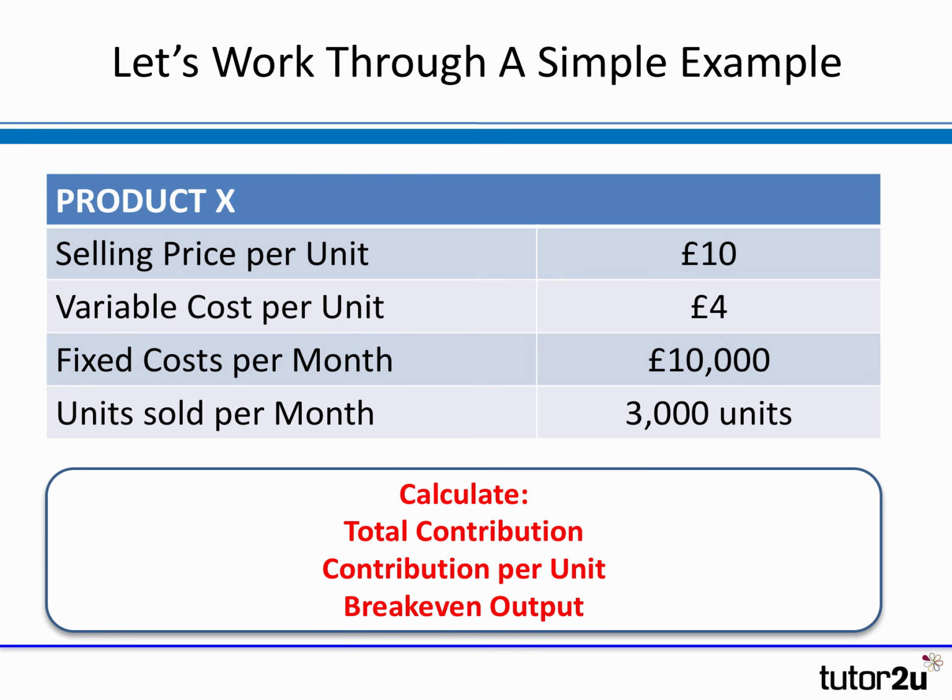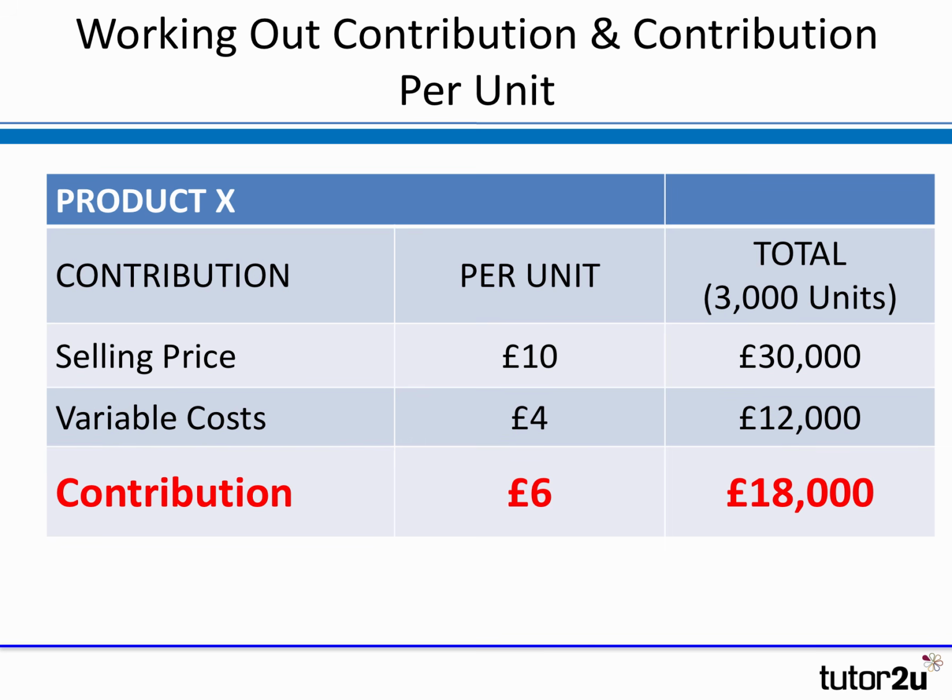Okay, so it's a one product business. We have some selling price and variable cost per unit information. We've got some fixed cost information, and we're told how many units are sold. So we've got all the information we need to calculate total contribution and contribution per unit. But we'll also see that we can use the same information to calculate the break-even output. So let's have a look.